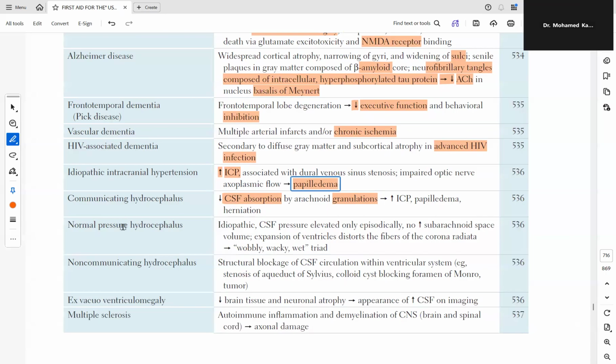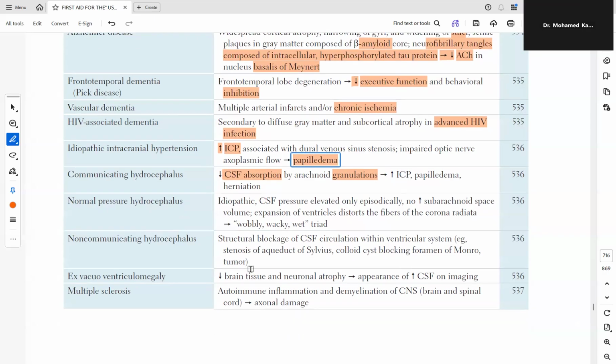Normal pressure hydrocephalus, usually idiopathic. The CSF pressure is elevated only episodically. No increase in subarachnoid space volume. Expansion of ventricles distorts the fibers of the corona radiata. What is the description for normal pressure hydrocephalus? Wobbly, wacky, and wet. Try it.